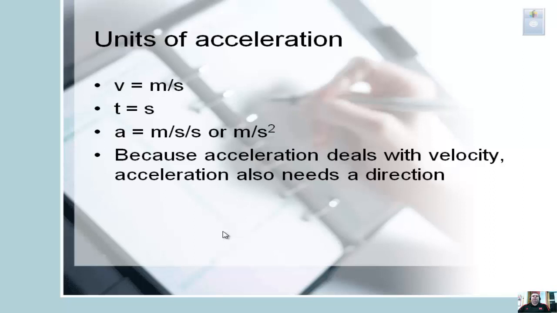Because acceleration deals with velocity, acceleration also has to have a direction, and that is going to be the key thing. When I'm looking at your assignments, I'm going to be looking for a direction. If one isn't given to you, you can just say forward. Or if it says that the object is moving backwards, then of course the direction is going to be backwards. Up, down, left, right, north, south, east, west, whatever direction is given to you.